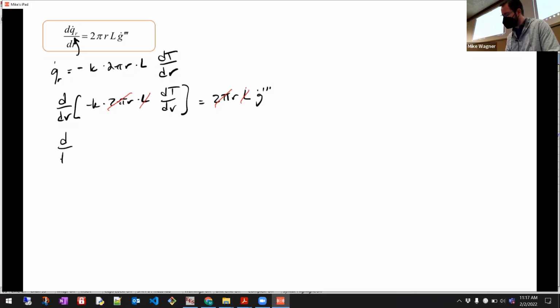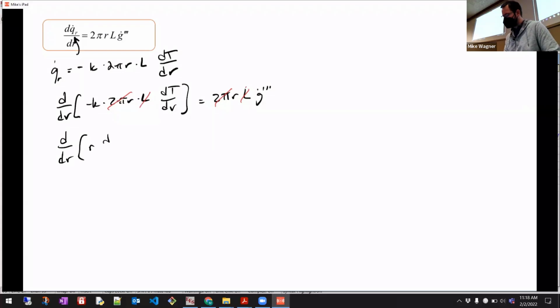We say d/dr, right? We can divide out minus k. We cannot divide out r, because we're taking the derivative with respect to r. So r has to remain in there, right? r is not a constant. Okay, so we end up with r dT/dr here. And that's equal to, on the right-hand side, minus r times g dot triple prime divided by k. All right, there's our ODE in terms of temperature. So our job now is to solve this ODE for temperature, come up with an expression for temperature.